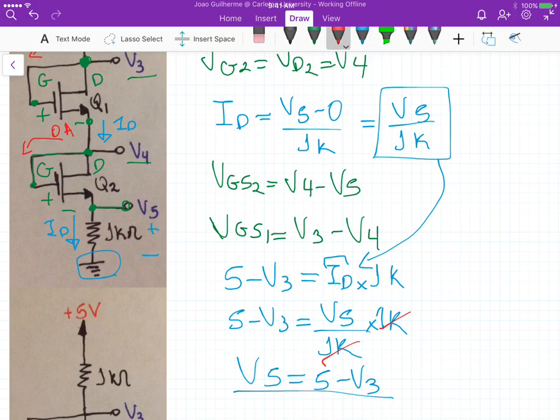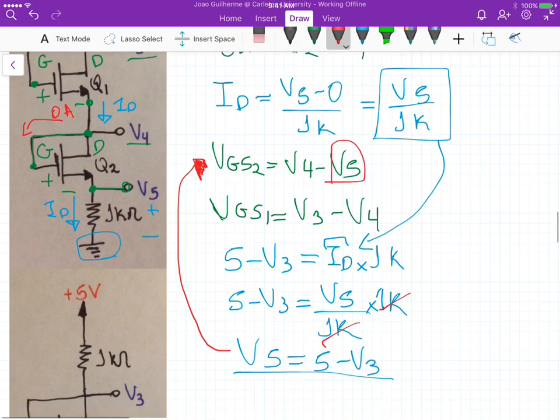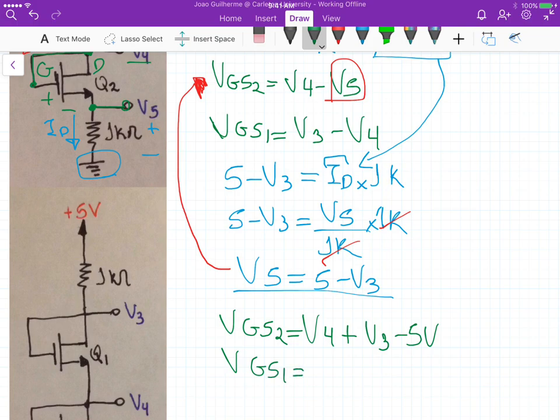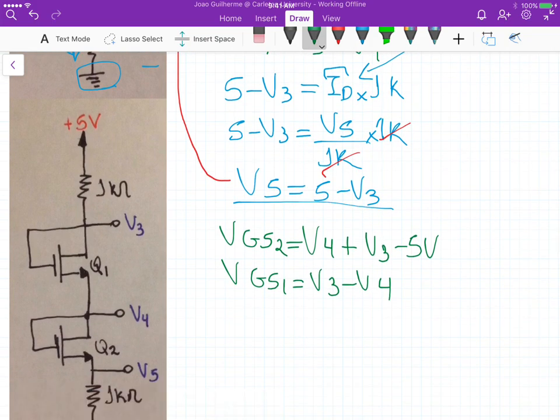Now we can substitute this one back in VGS2, substituting this term here. So the equation that we get is then VGS2 equals V4 plus, since it's minus V5, plus V3 minus 5 volts. Okay, and if we write again VGS1 equals V3 minus V4, we have a set of equations, two equations that depend only on V3 and V4.